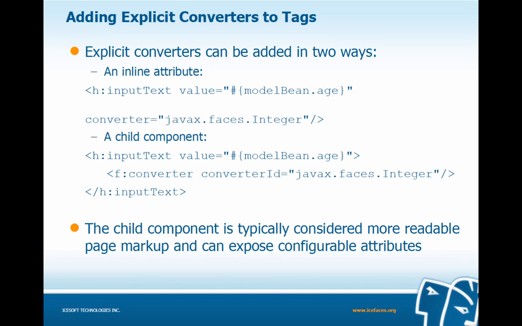Explicit converters can be added in one of two ways: as an inline attribute using the converter attribute, or as a child component. So here we have an fConverter tag nested within an input text component. The child component is typically considered more readable markup and can expose configurable attributes.